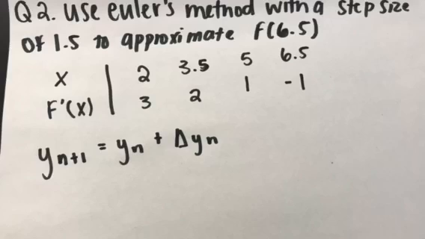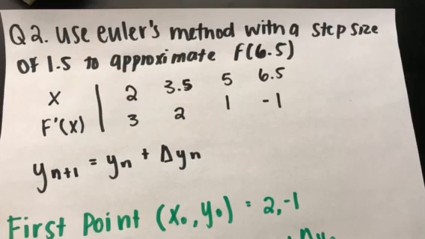The second question is to use Euler's method with a step size of 1.5 to approximate f of 6.5. The initial x's are provided in the question in a table that shows that we have 2, 3.5, 5, and 6.5. It also shows the derivative of x, which is 3, 2, 1, and -1. To find f of 6.5, we will use the same equation from the last problem, yn plus 1 equals yn plus the change in yn.